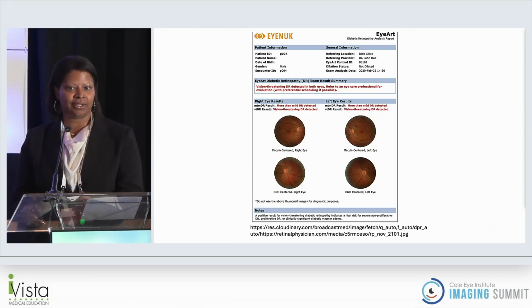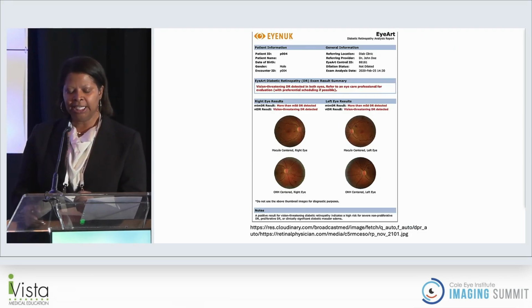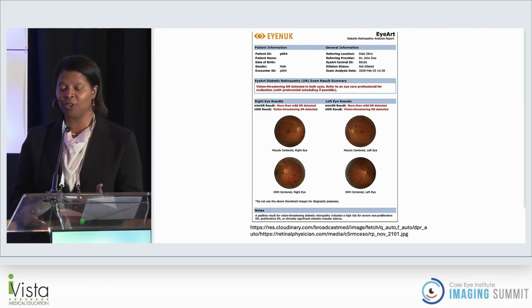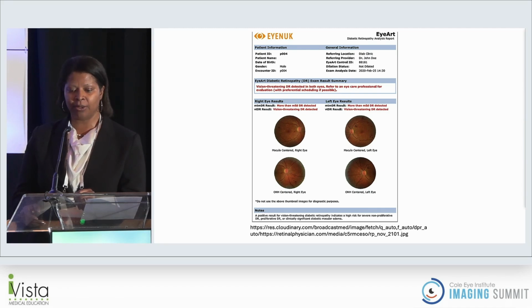And this is what we get. This is an example of an iNOOC report. You can see what the fundus images look like, and it spits out whether or not there's referable diabetic retinopathy.